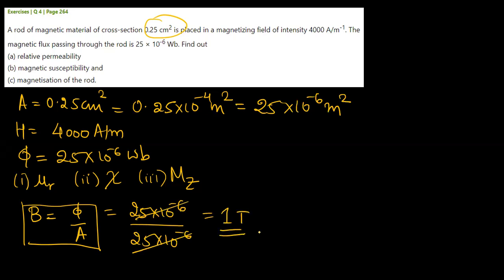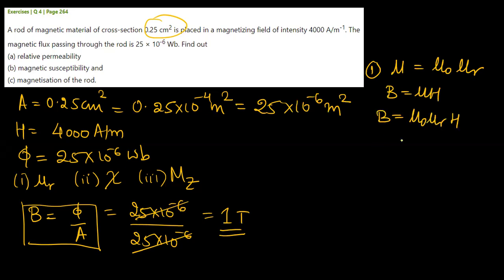Now I can find the value of relative permeability and others. So the first case that I will be using is to find mu r. So I know mu equal to mu 0 into mu r. This formula is known to us. And why am I using this? Because we know B equal to mu h. So I can write B equal to, instead of mu, mu 0 mu r into h. And mu r will be equal to B upon mu 0 h.